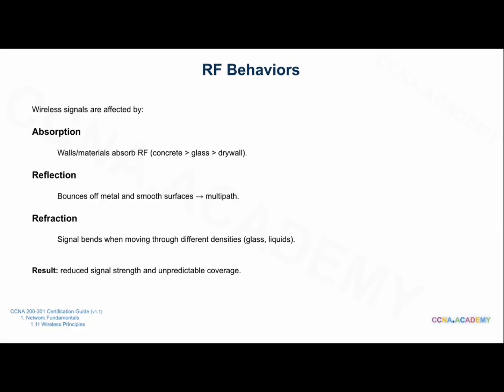Radio signals behave differently based on what they encounter. Walls and dense materials absorb RF energy, reducing signal strength. Smooth surfaces like metal cause reflections and multipath, which can distort the signal. Refraction bends signals when they pass through materials like glass or liquids. These behaviors explain why wireless performance can vary dramatically from room to room.